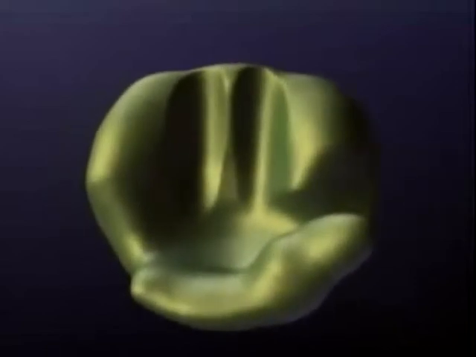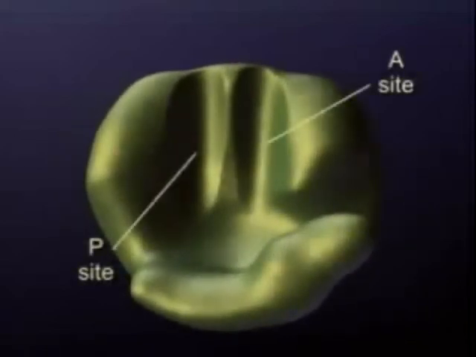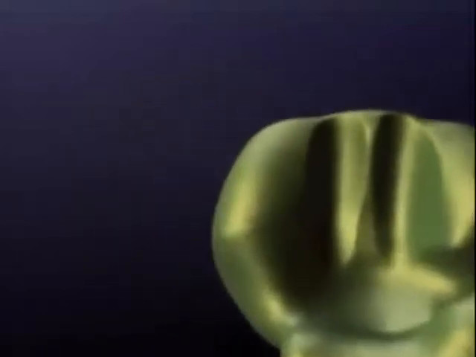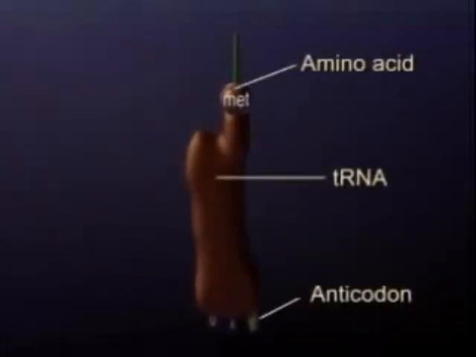The large subunit has 2 binding sites for transfer RNA, the P and A sites. Transfer RNA carries an amino acid, which will be incorporated into the polypeptide. Its anticodon is a triplet complementary to the codon on messenger RNA that specifies that particular amino acid.